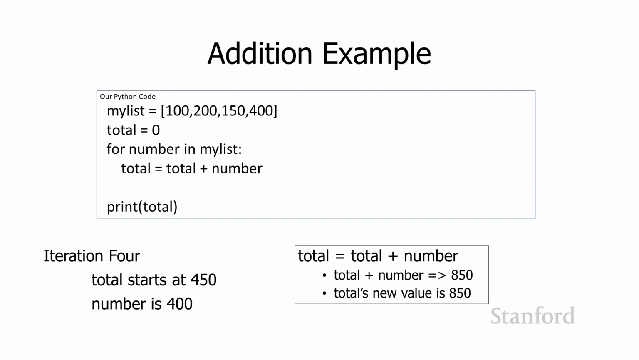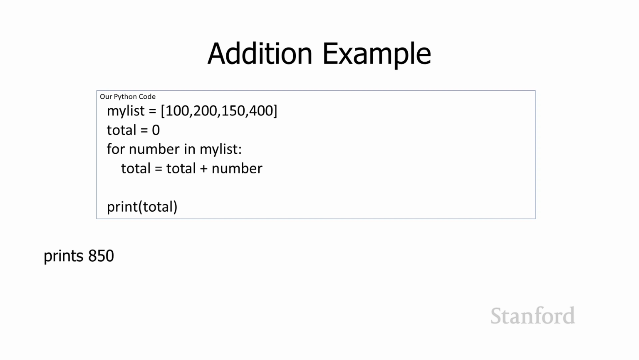And then finally, from iteration 3, total is now 450. So when iteration 4 starts, total is 450. We add that to number, which is 400. So if I add the initial value of total for iteration 4, 450, plus the new value of number, which is 400, I get 850. And so the total's new value is 850. That's what gets stored back into total. And so when we ask it to print total, it prints the 850.